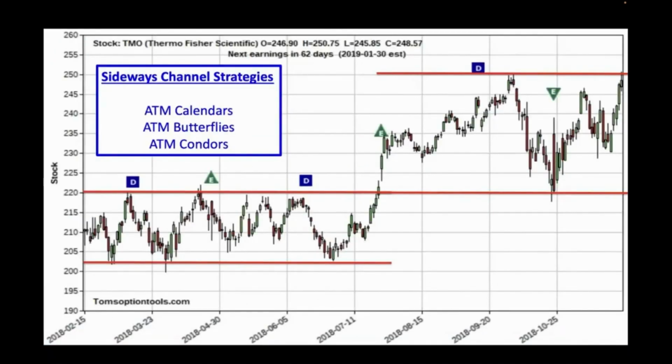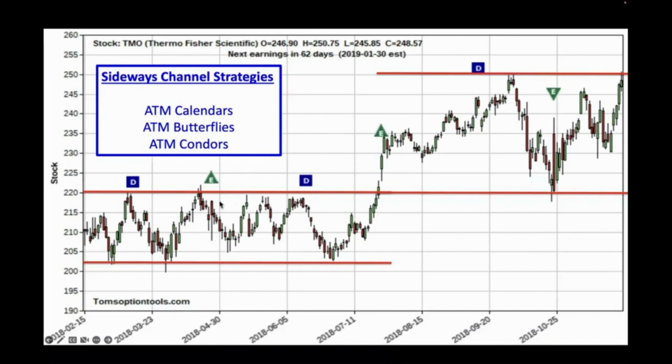And again, you can trade these channels at different time frames. So on sideways channels, and I'm going to show you how to find these in a minute, you can use at the money calendar spreads, butterflies, and condors, depending on the IV.